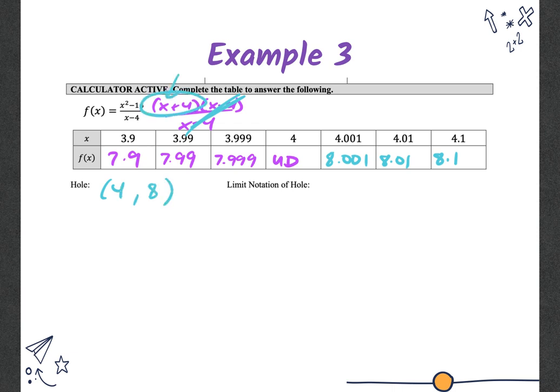Good. And then look at my chart. What happened as it kept going closer to that hole? It gets closer to 8, right? Does that make sense? So again, I think you'll see these without the function. You would have to know to read this chart that the hole is at 4 and that the value these are both meeting at is 8. So you'd have to find it without your equation, is what I think those kinds of questions will look like.